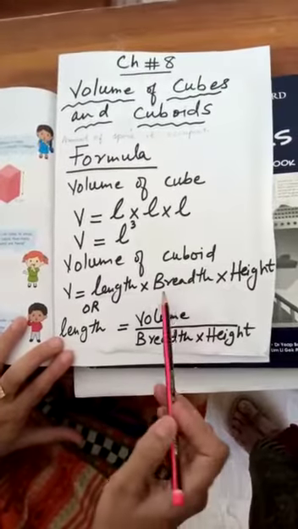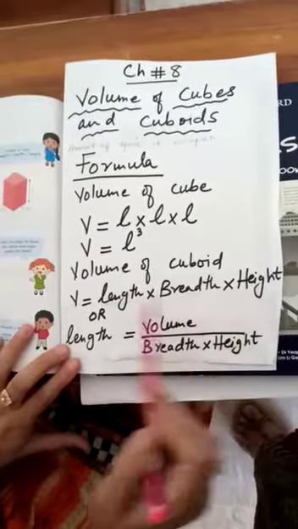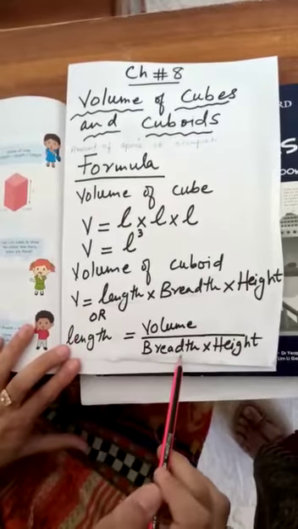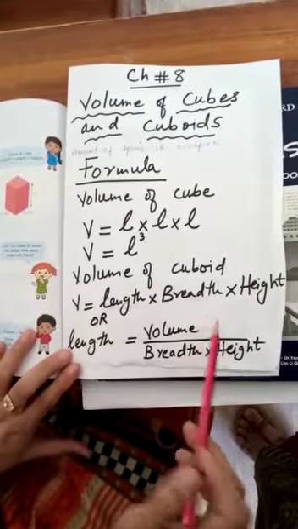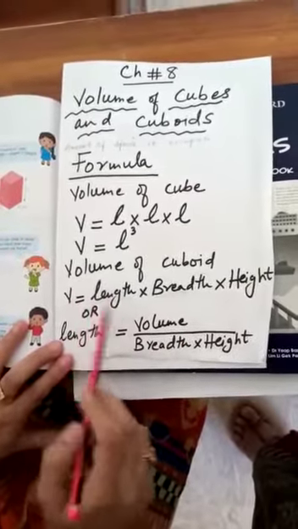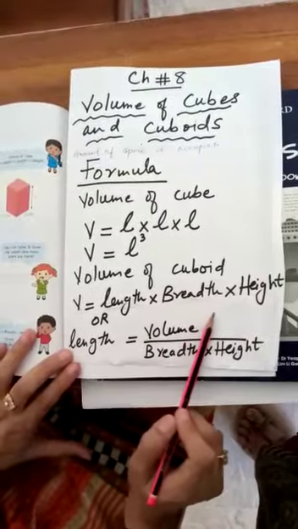In the same way, if you have to find the breadth, you leave the breadth here and put the length and height on the other side. So it becomes volume upon height and length. So you can alter this formula, but the main formula is volume equals length, breadth and height. This formula you have to remember.